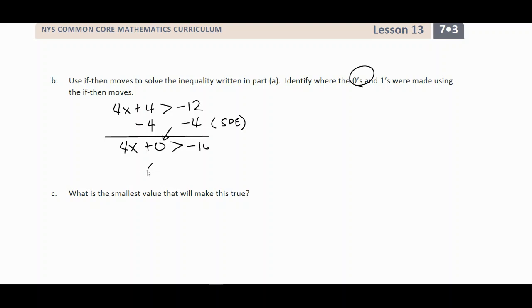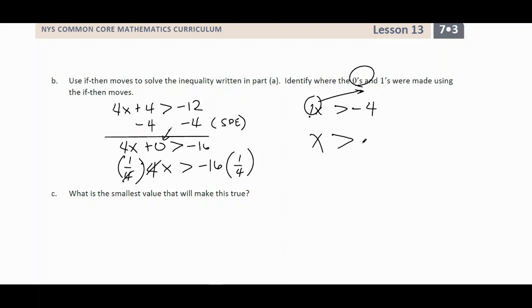So now 4x plus 0 is going to be 4x is greater than negative 16. Now for us to get a 1, what we're going to do is multiply both sides by the reciprocal of 4. So 1/4, 1/4, so we can cancel that. So of course, we're going to have 1x is greater than negative 4. This is the one that we are looking for. So we can just rewrite it as x is greater than negative 4. Make sure that it should be greater than negative 4.